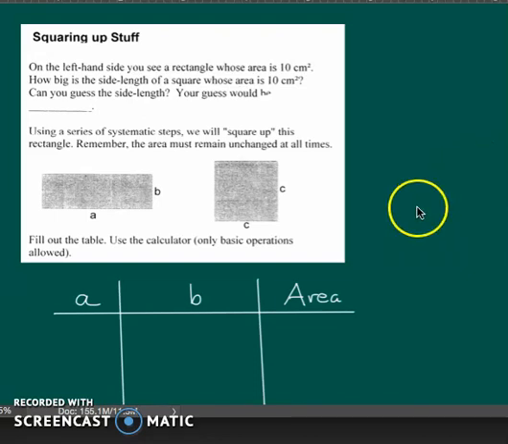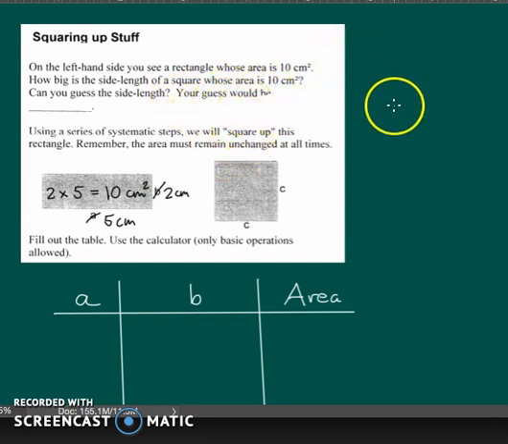Hi everyone. So first of all, we're going to go over an example that was done in class to introduce square roots. On the left here, we have a rectangle whose area is 10 centimeters squared. We can imagine for the sake of this example that B is worth 2 centimeters and that A is worth 5 centimeters. That way it's easy to see that the area is 10 centimeters squared because 2 times 5 is equal to 10 centimeters squared.